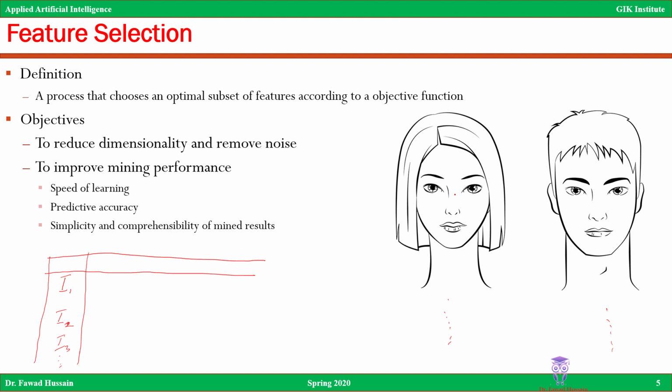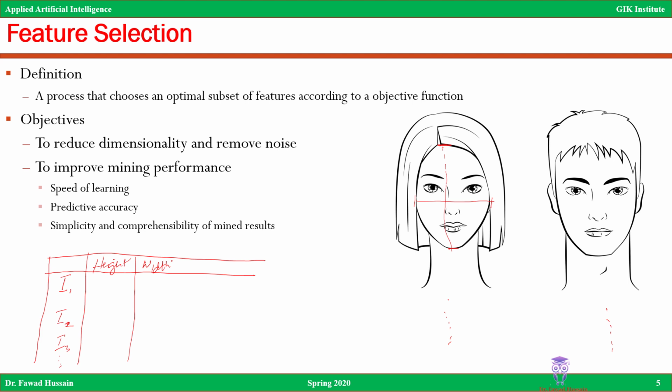Some things I can use here. Maybe I can look at the height of the face, so maybe I can calculate this distance. The first one could be, I want to extract the height. That could be one thing. And then I can have the width. That could be another feature.